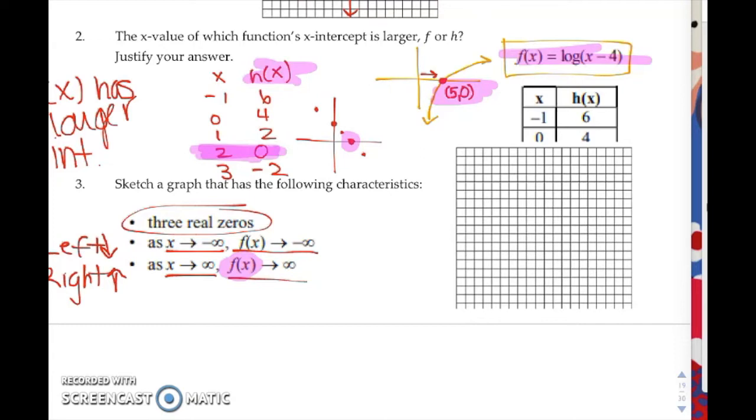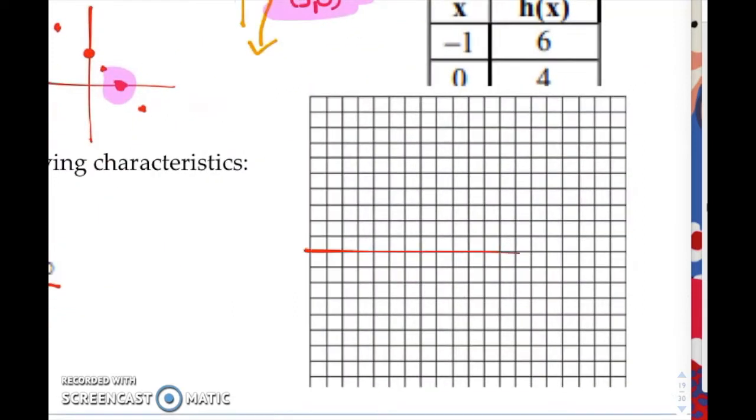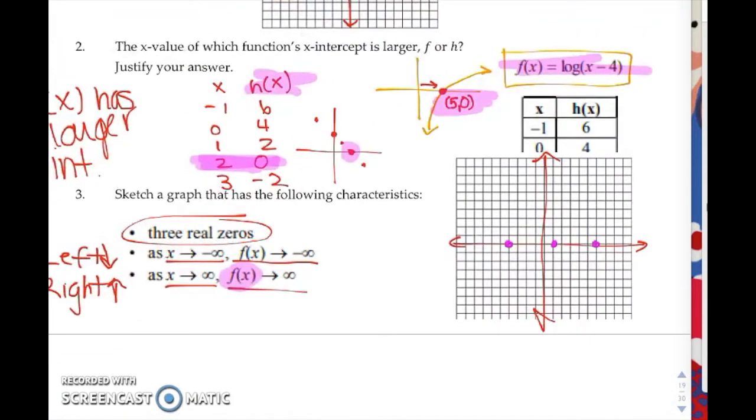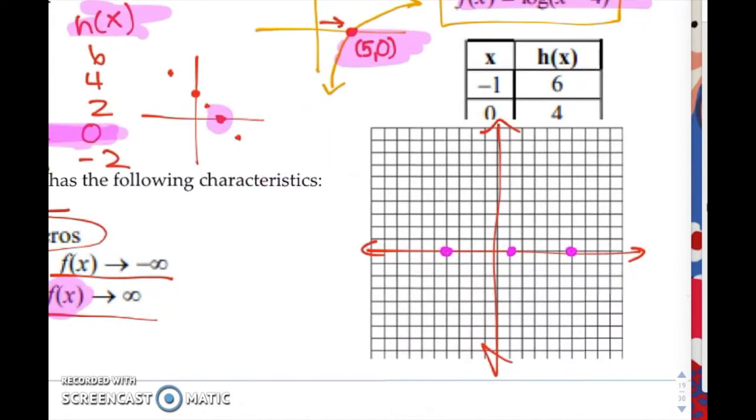So that's really what I know here. Let's think about this. 3 real zeros. So I'm going to sketch my x-axis and my y-axis. With 3 real zeros, it doesn't really matter where they are. So 1, 2, 3. I know to the left it needs to go down. I know to the right it needs to go up. And then I can just connect those.